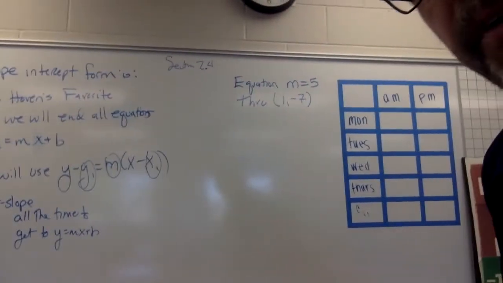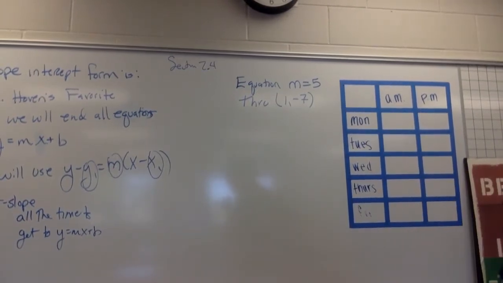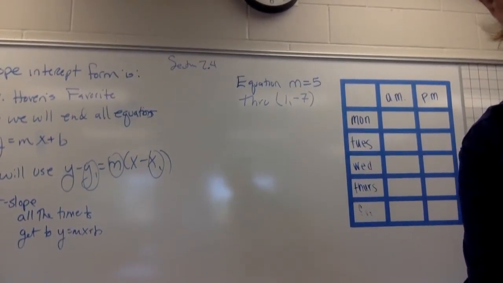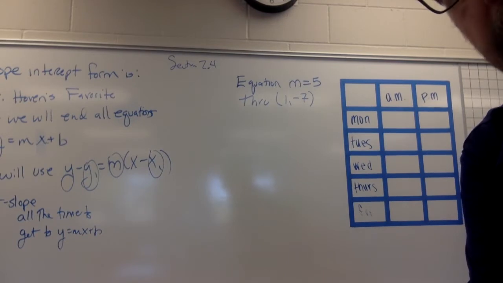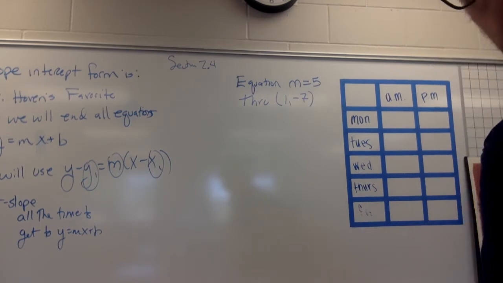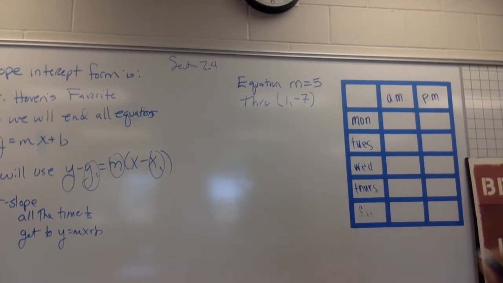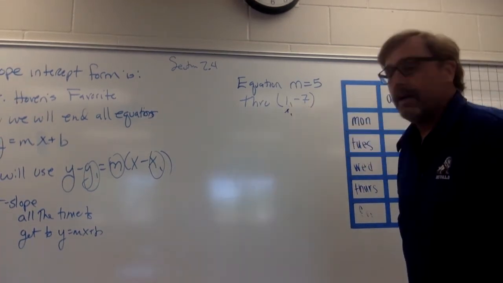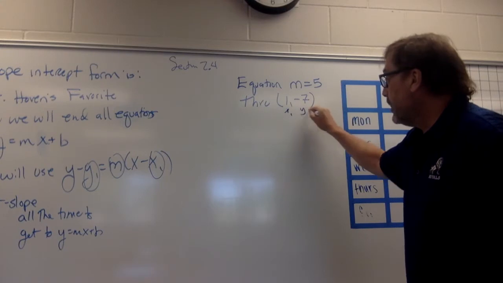And look what's waiting for us. A slope of 5. m means slope. It's interesting, in some other places they spell slope with an m. So the slope is 5. And it goes through the point (1, negative 7). And this is x1 because it's the first one I see, and y1 because it's the first.